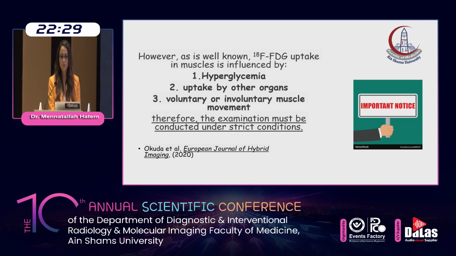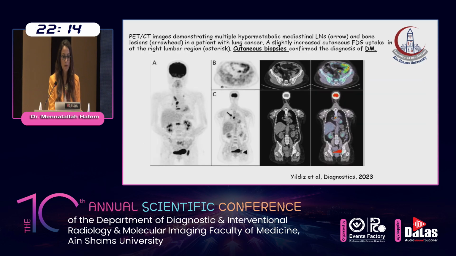However, as it is well known that FDG uptake in muscles is influenced by hyperglycemia and uptake by other organs, also by voluntary and involuntary muscle movement, therefore the examination must be conducted under strict conditions. These PET-CT images demonstrate multiple hypermetabolic mediastinal lymph nodes and bone lesions in a patient known with lung cancer. There is also a slight increased cutaneous FDG uptake in the right lumbar region. And when cutaneous biopsy was done, it confirmed the diagnosis of dermatomyositis.